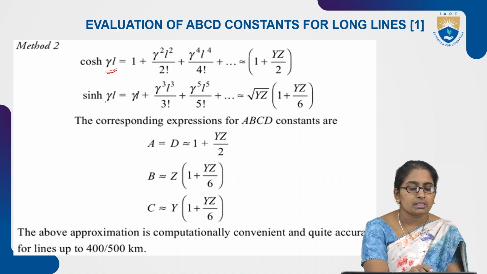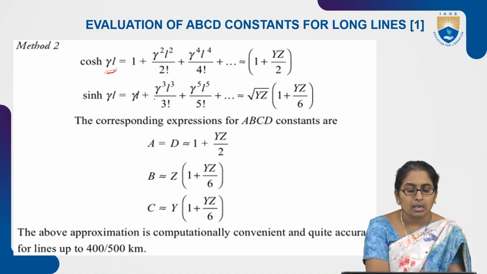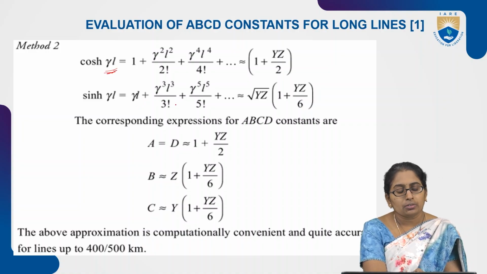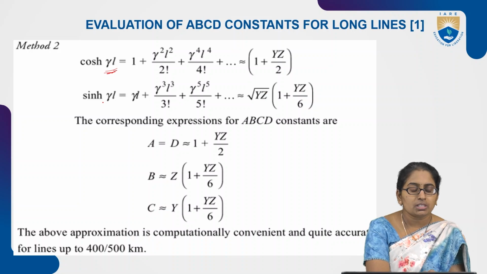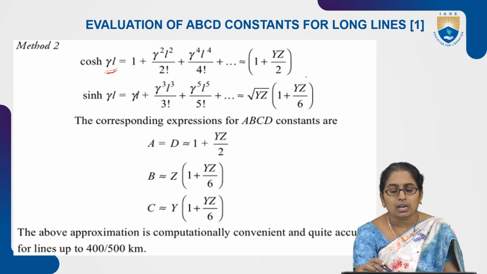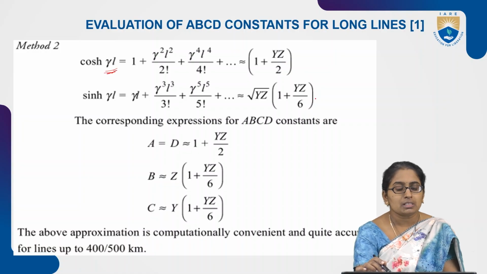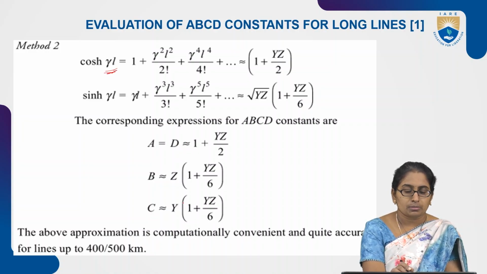Then similarly, what is the sin h gamma L expansion? Another expansion: x plus x cube by 3 factorial plus x power 5 by 5 factorial. Finally it is simplified and approximated to under root capital YZ into 1 plus capital YZ by 6. So these are the cos h gamma L and sin h gamma L expansions. For given data, using the transmission line total impedance and admittance, we can calculate cos h gamma L and sin h gamma L, so that we can calculate the ABCD constants of the line.